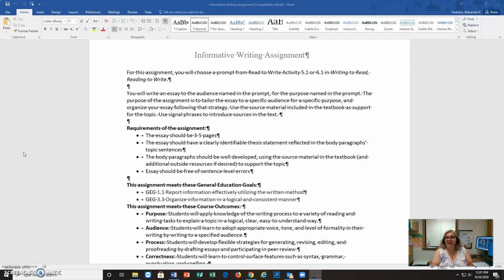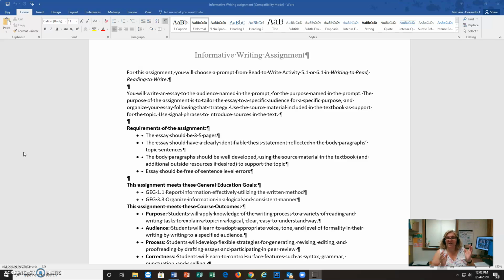You're going to organize your essay following that strategy. So if you choose a cause and effect essay, then it's going to be one cause leads to these many effects, or these three causes lead to this one effect. Or maybe it's a persuasive essay, this is my opinion, here are the reasons I'm right, and you're going to explain those, okay?